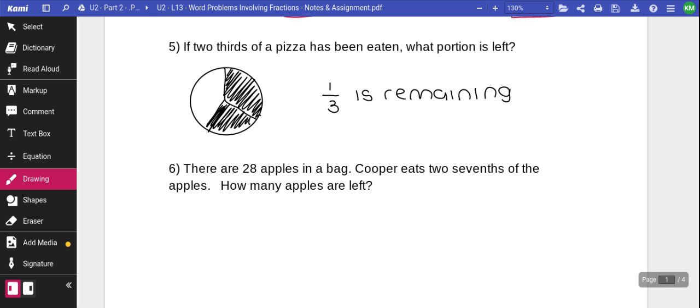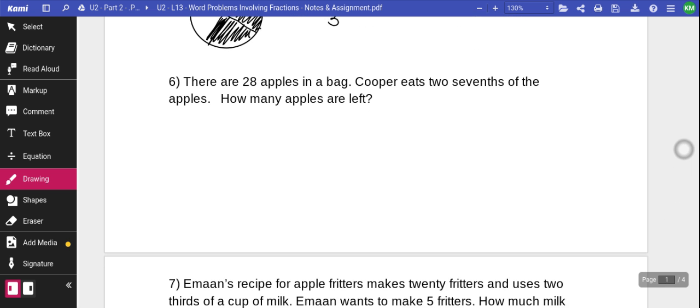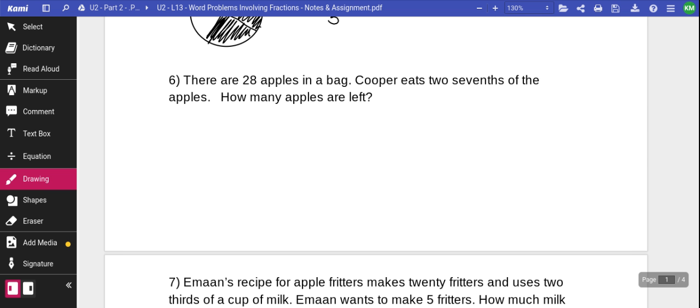I always think pizza because pizza to me is the easiest fraction that I've seen. Okay, next one. There are 28 apples in a bag. Cooper eats 2/7 of the apples. How many are left? Okay, well, yeah, so we're seeing this, the "of." Cooper eats 2/7 of 28.